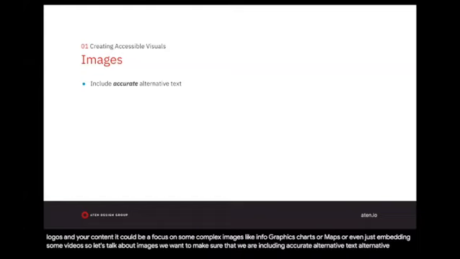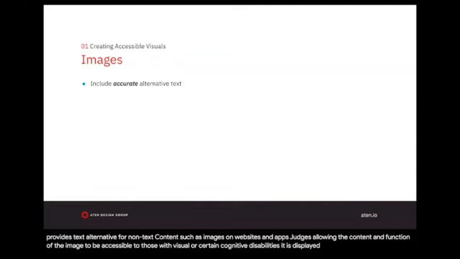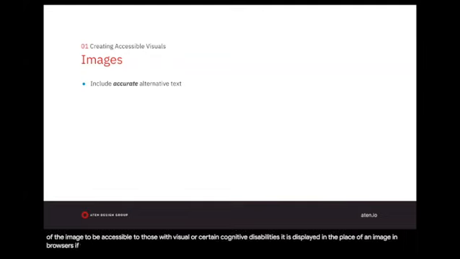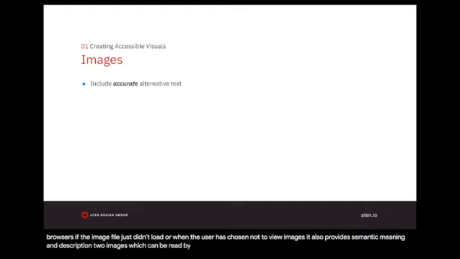Alternative text provides a text alternative for non-text content, such as images on websites and apps. It is read by screen readers in place of images, allowing the content and function of the image to be accessible to those with visual or certain cognitive disabilities. It is displayed in place of an image in browsers if the image file didn't load or when the user has chosen not to view images. It also provides semantic meaning and description to images, which can be read by search engines or be used later to determine the content of the image from the page context alone.